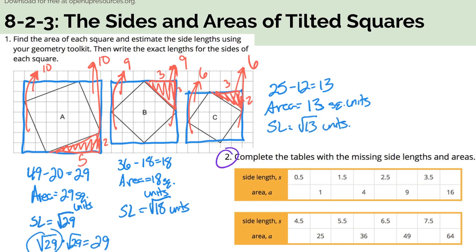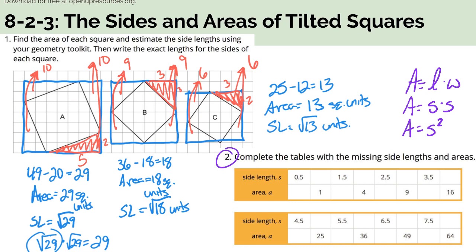Okay, as we move on to number 2, completing this table, one thing to remember is that to find area of a rectangle, we found length times width. When that's a square, the length and the width are the same, so then we just call that the side length. And we can shorten this by saying that the area is going to equal the side length squared.